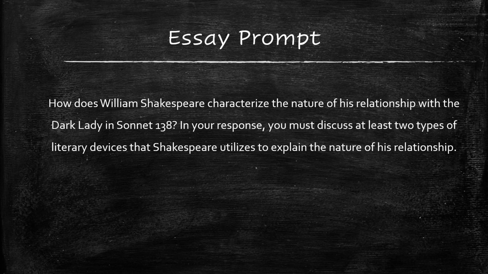In your response, you must discuss at least two types of literary devices that Shakespeare utilizes to explain the nature of his relationship. So here I just need to understand what I'm being asked, and that is to state what kind of relationship Shakespeare has with the Dark Lady and how I know that based on at least two different types of literary devices that he uses.